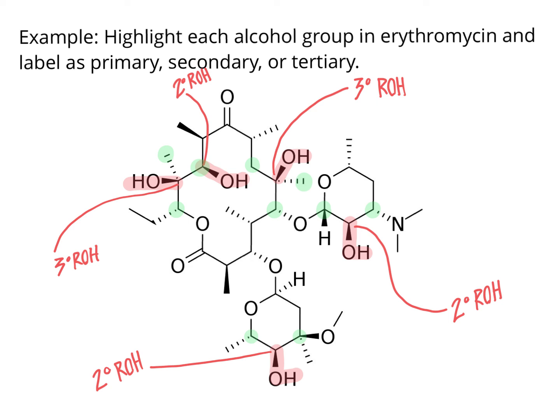To conclude, out of this video, you should now feel comfortable and competent with assigning any carbon atom from an alcohol group or a thiol group as primary, secondary, or tertiary.